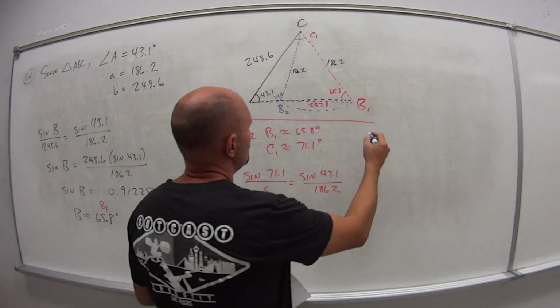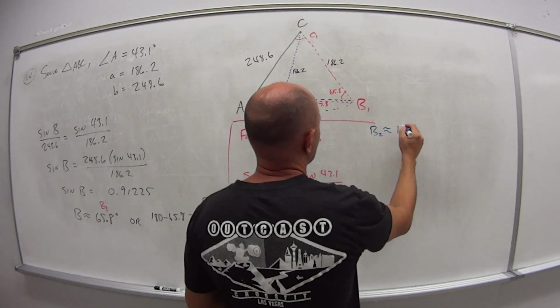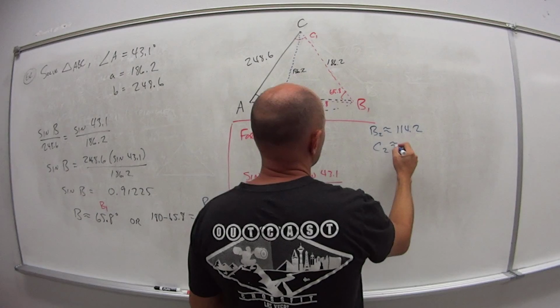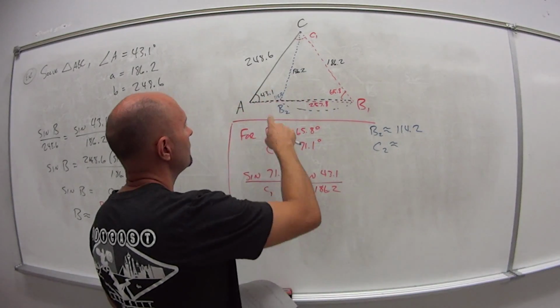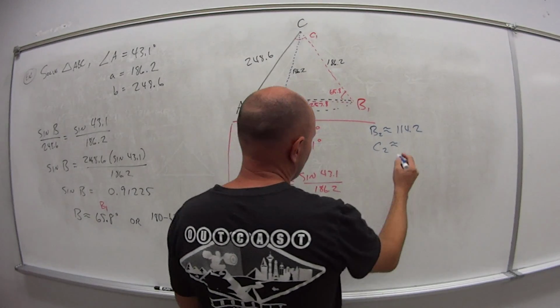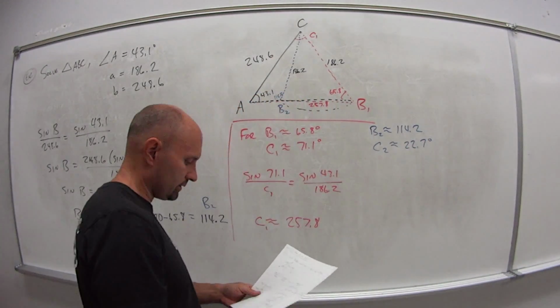How about B2? So we said B2 is about 114.2. So C2 would be 180 minus 43.1 minus 114.2, which would be about 22.7 degrees.